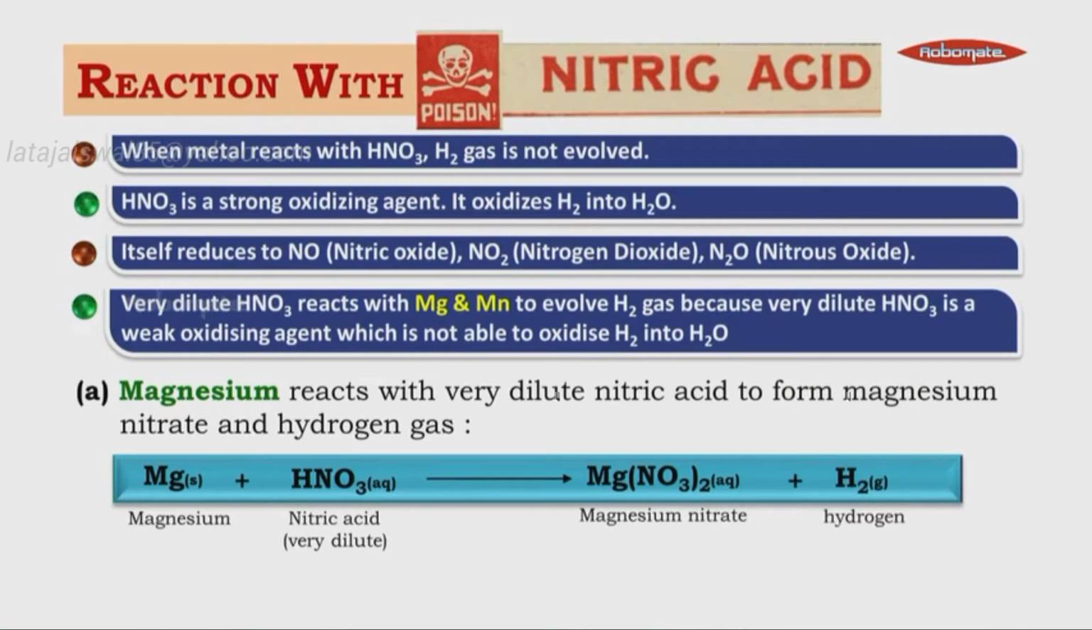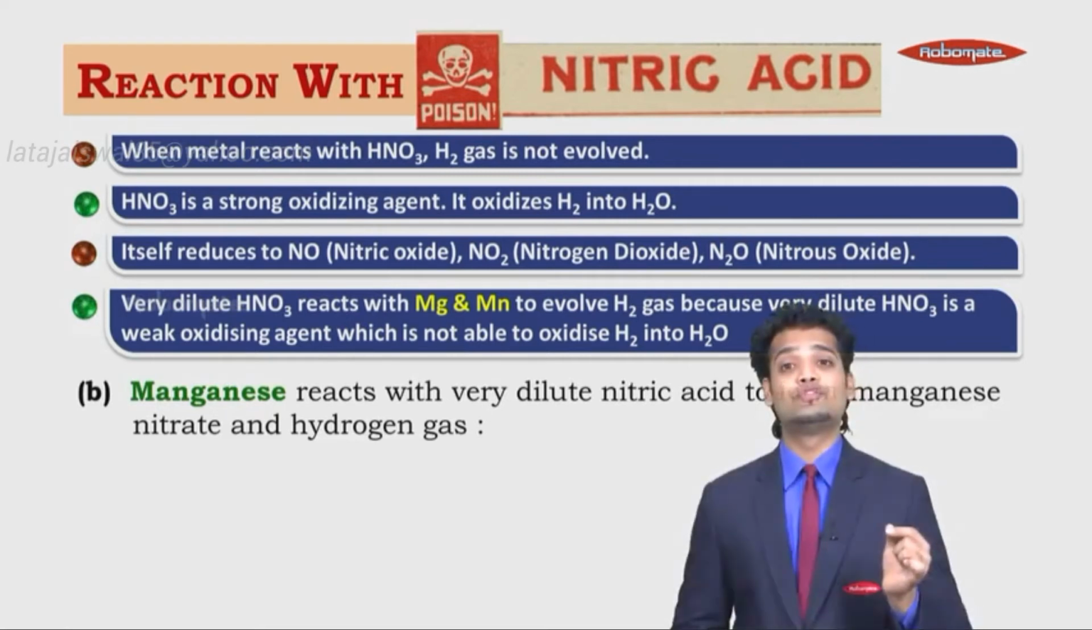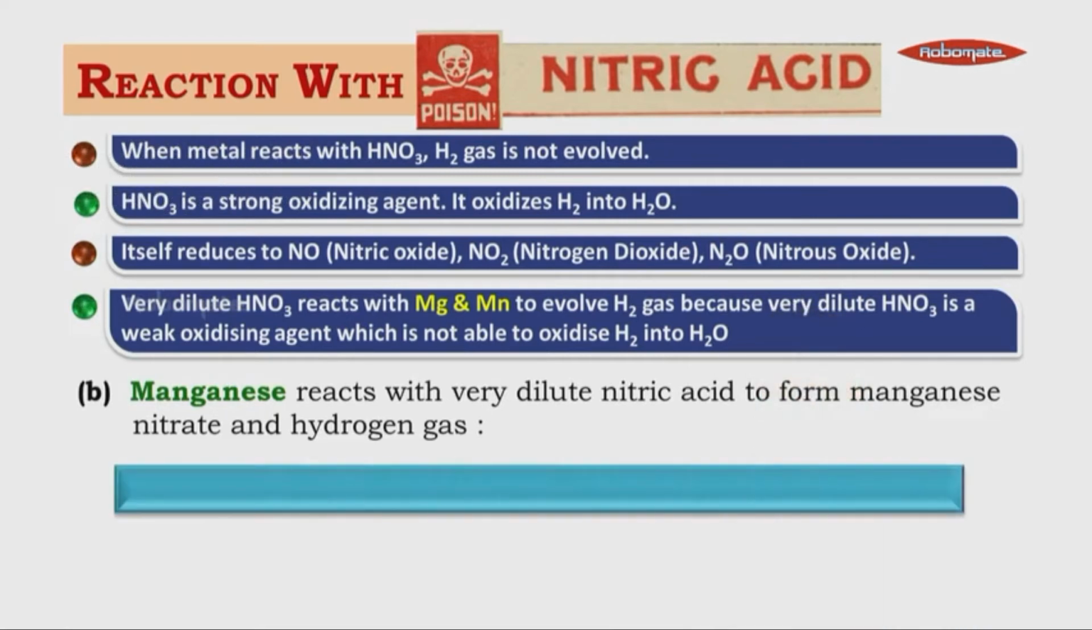Let's balance this reaction. Mg is 1 on the left hand side, 1 on the right hand side. H is 1 on the left hand side, 2 on the right hand side. So multiply left hand side HNO3 by 2. NO3 becomes 2, and NO3 is already 2 on the right. The reaction is balanced. So let's see the reaction of manganese. Manganese reacts with dilute nitric acid to form manganese nitrate and hydrogen gas.